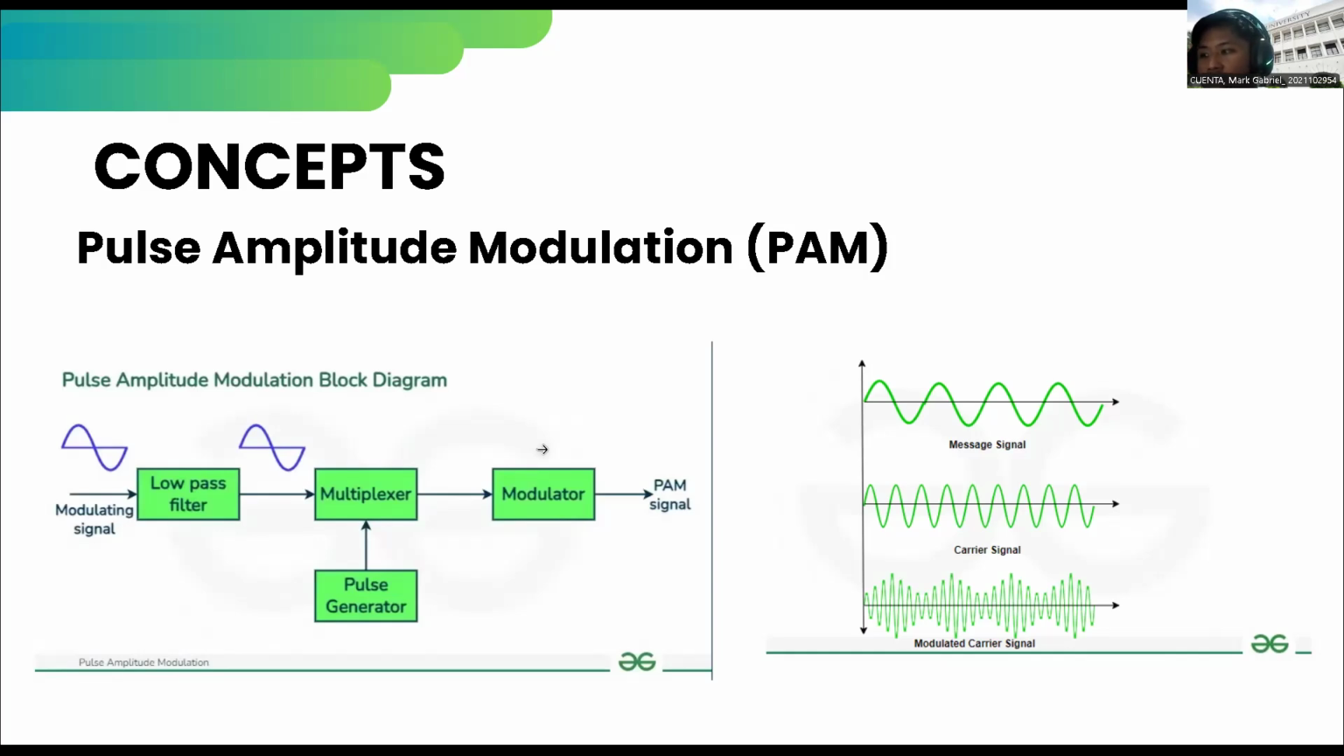It combines the analog signal and pulse train. So this effectively samples the signal at regular intervals. Moving on to the modulator, it adjusts the amplitude of each pulse based on the sampled signal value. The output becomes the PAM signal.